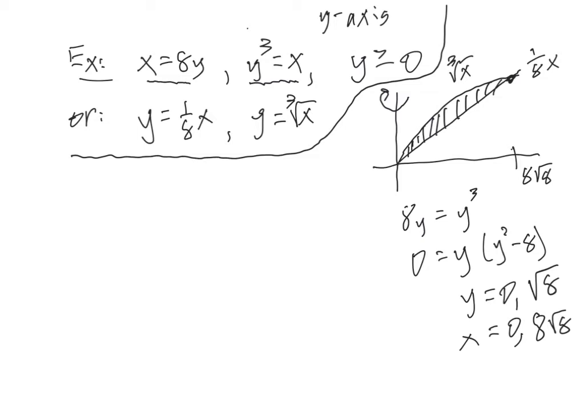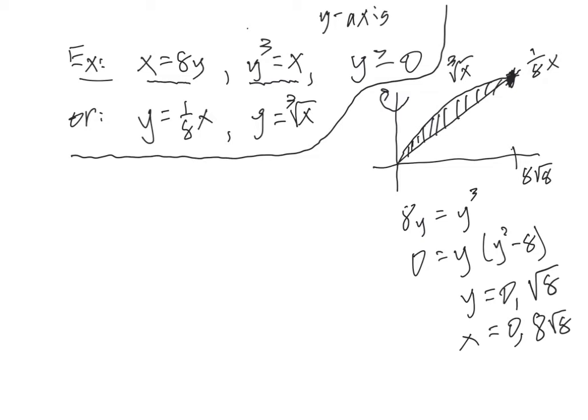You can see kind of a banana-shaped region. Cube root is on top, and the line 1/8 x is on the bottom. I'm going to need to know this intersection point, and so I set the 2 functions equal down here, and solve for y. And it's pretty straightforward.